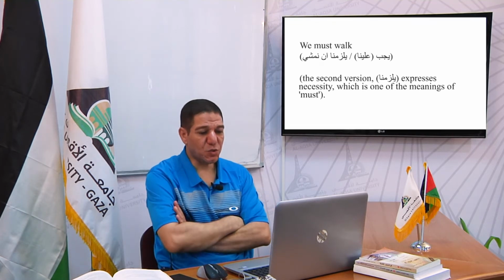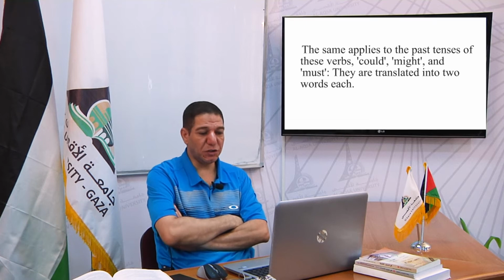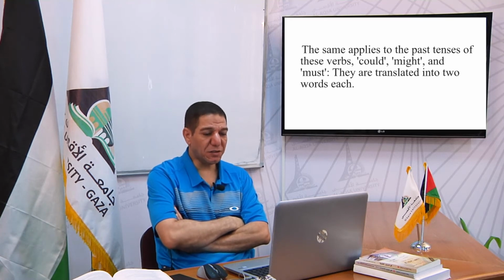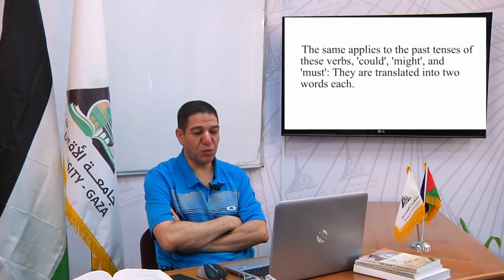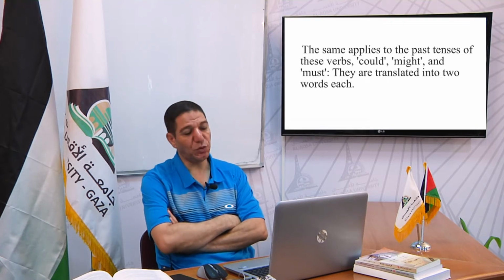The same applies to the past tenses of these verbs. Could, might, and must. They are translated into two words each. يجب أن, يمكنه أن, يستطيع أن. Okay?